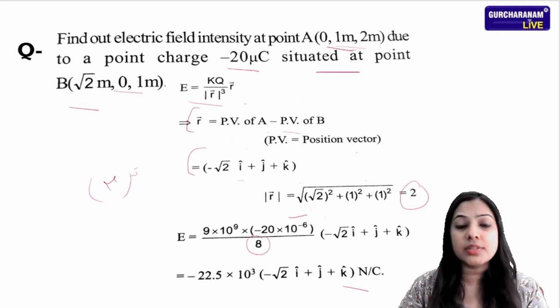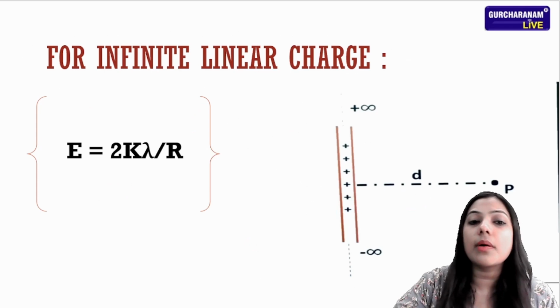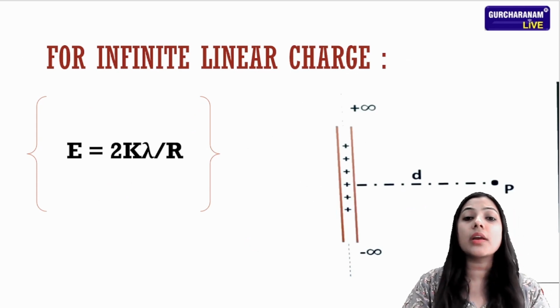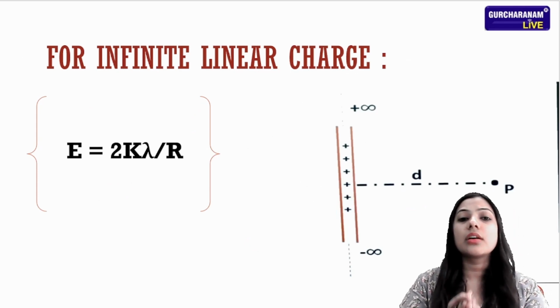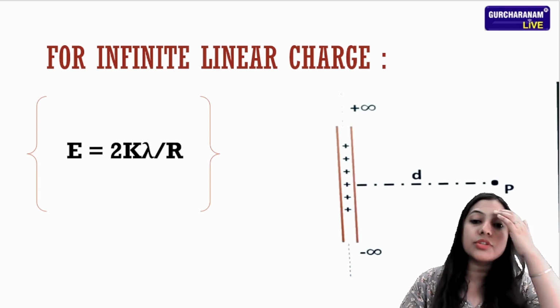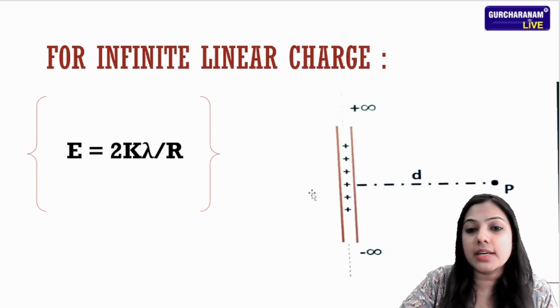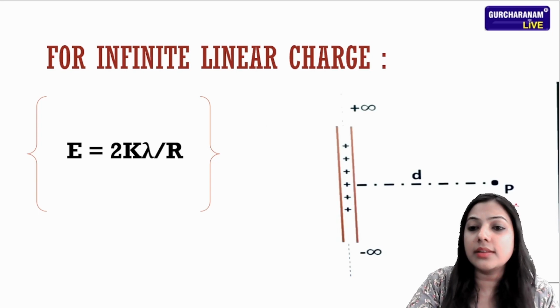Okay, how to find position vectors. So moving to our next topic, which is infinite linear charge. Now we learn how to find the electric field for infinite linear charges. You can see the diagram on your screen. This is the charged rod, and the positive charge is distributed on that rod, and there is a point P.